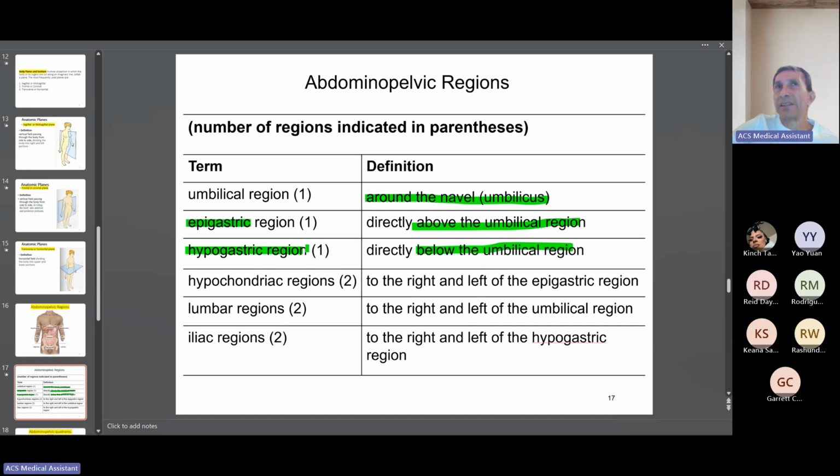Now, the right and the left. To the right and left of the epigastric region, you're going to find the hypochondriac areas. Remember, hypo means below, and chondria means the ribs. The lumbar regions are to the right and left of the umbilical region, and the iliac regions are to the right and left of the hypogastric region.